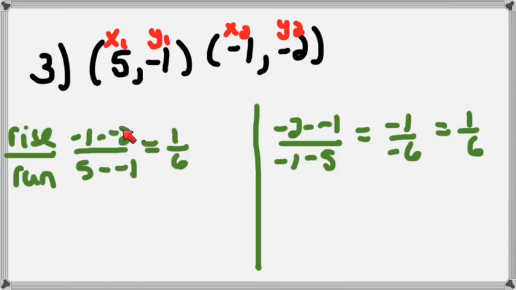If I switch this around for the y's, which are my rise numbers, it's going to be negative 2 minus negative 1, and it's going to be negative 1 minus 5. Negative 2 minus negative 1 is the same thing as negative 2 plus positive 1, which is negative 1. And negative 1 minus 5 is negative 6. And negative divided by negative is positive, and the answer is 1/6.